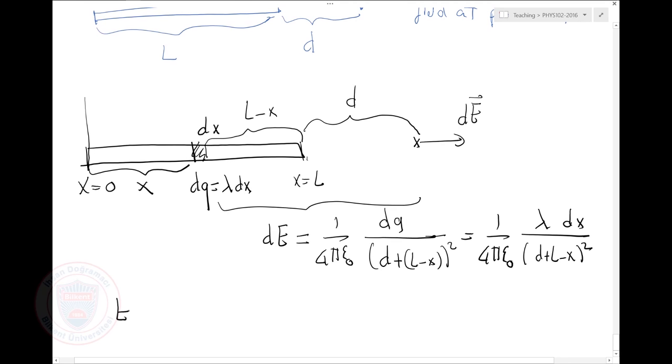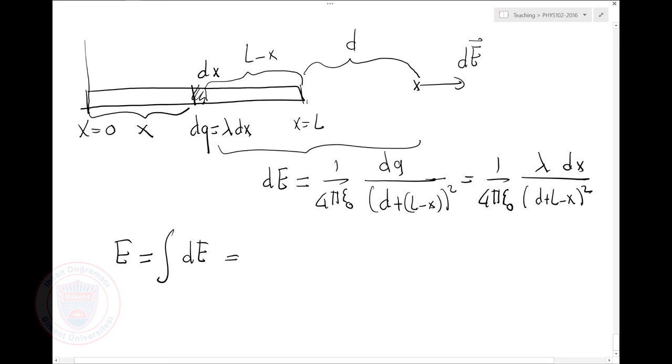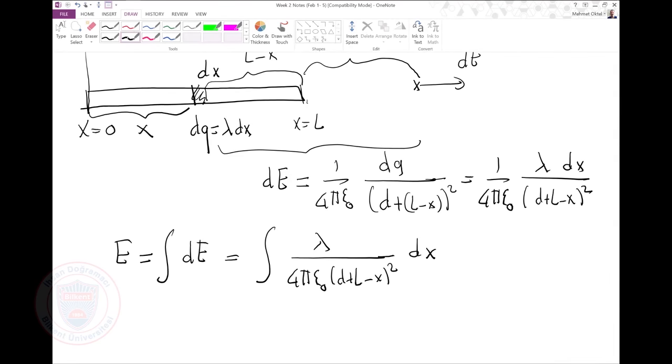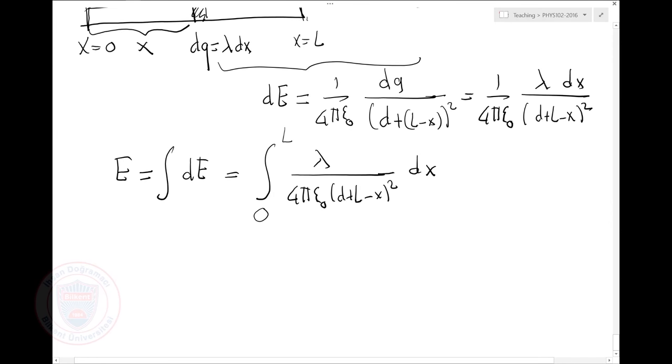What's the total electric field? It's integral dE. So it's going to be integral lambda over 4 pi epsilon 0 d plus L minus X squared dx. But now I must write the limits correctly. Where do I start integrating from? I start integrating from 0 and I go all the way to L. So this goes from 0 to L. Let's do the integral. It's not too hard.